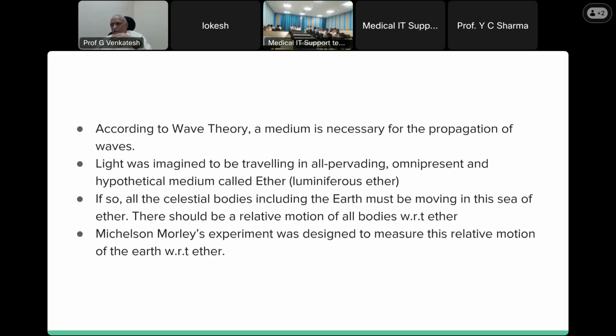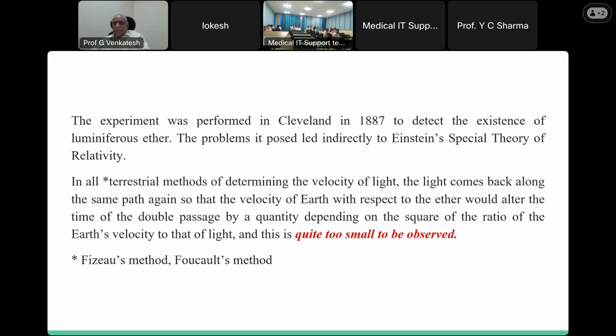But before I go to the actual, in fact, I can just go to this one. The experiment of Michelson-Morley was performed in Cleveland in 1887 to detect the existence of luminiferous ether. The problems it posed led indirectly to Einstein's special theory of relativity.